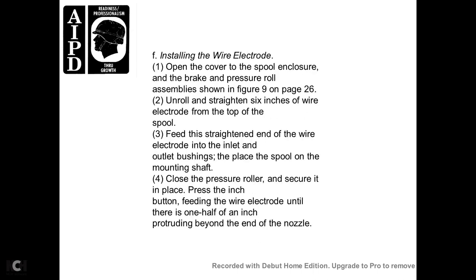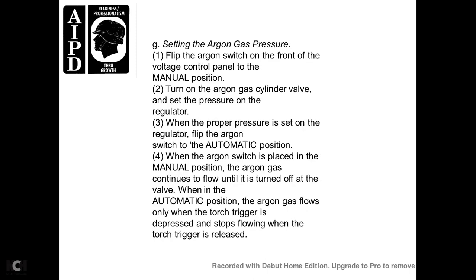Installing the wire electrode. Open the cover of the spool enclosure and release the brake and the pressure roll assembly shown in figure 9 on page 26. Unroll and straighten 6 inches of the wire electrode from the top of the spool. Feed the straightened end of the wire electrode through the inlet and outlet bushings and place the spool on the mounting shaft. Close the pressure roll and secure it in place. Press the inch button, feeding the electrode until there is 1/2 inch protruding beyond the end of the nozzle.